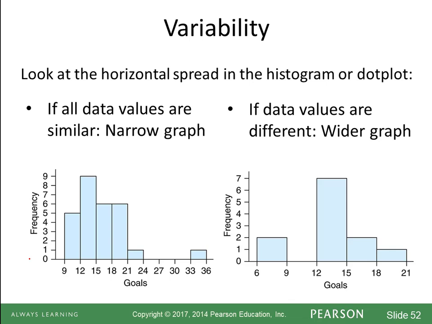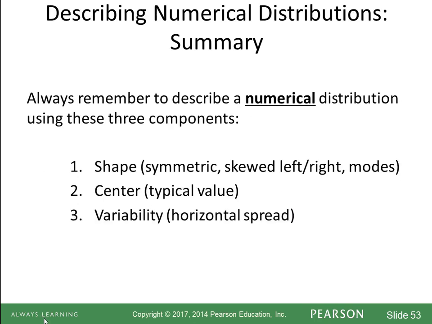But if we look at the horizontal spread of the histogram, if all the data values are similar, we have a very narrow graph. If the data values are different, we have a very wide graph. And to me, this one goes here and that one goes there. So when we have numerical distributions, we want to look at the shape, the center, and the spread.